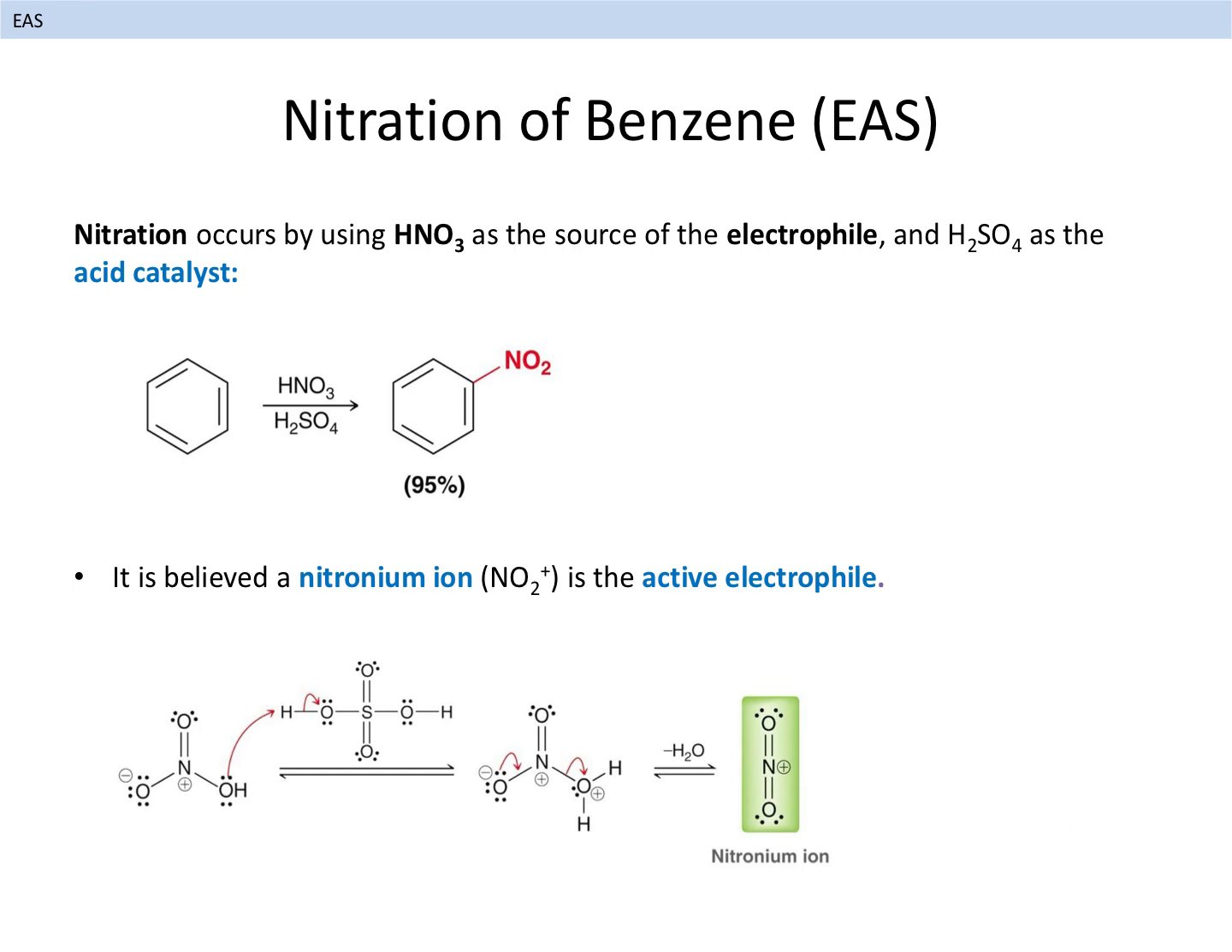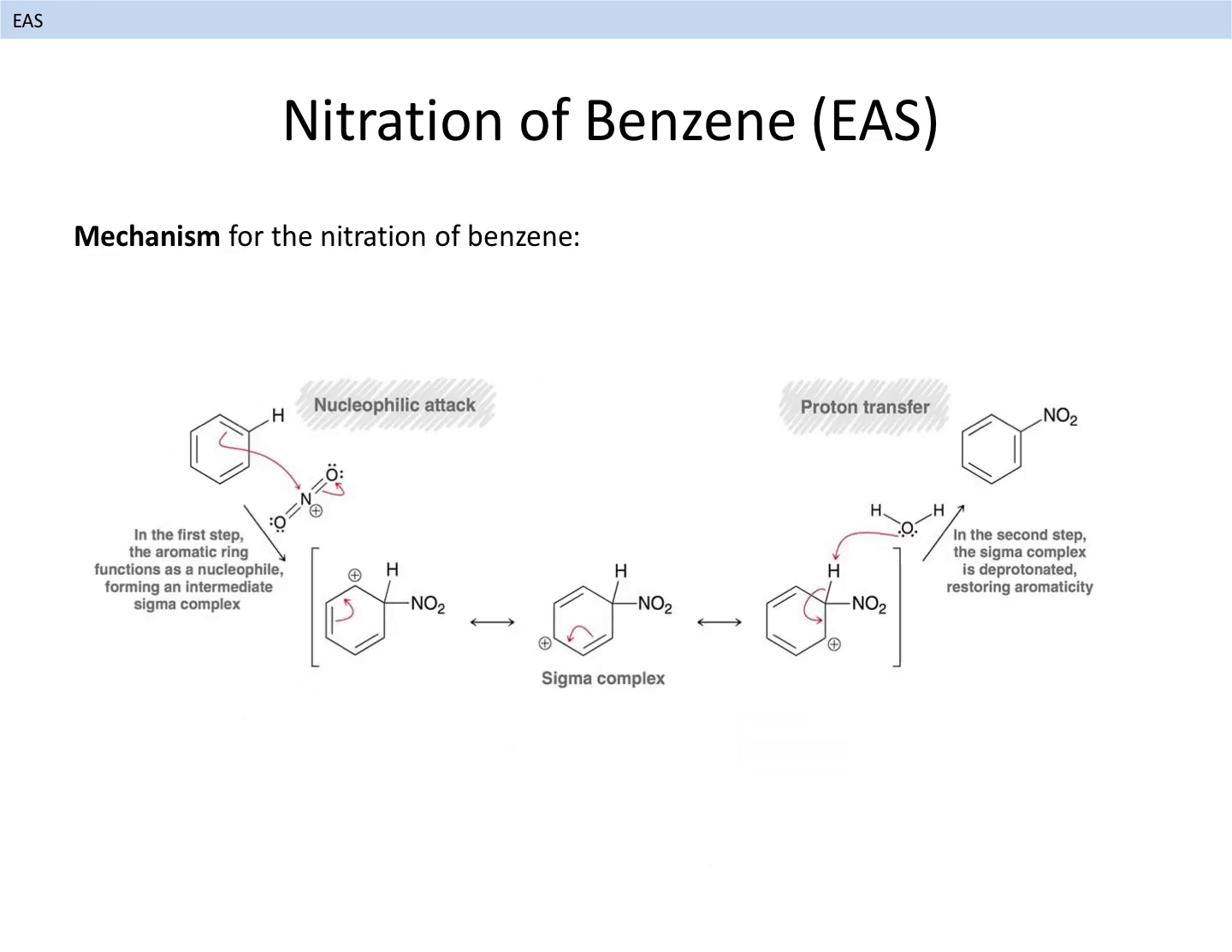Let's go to the next page and look at the process by which benzene reacts with the nitronium ion and undergoes the electrophilic aromatic substitution, leading to nitrobenzene. The process for the reaction of nitronium with benzene begins with the nucleophilic attack. In the first step, the aromatic ring of benzene, which has a high electron density, acts as a nucleophile. It attacks the nitronium ion, forming the sigma complex intermediate.